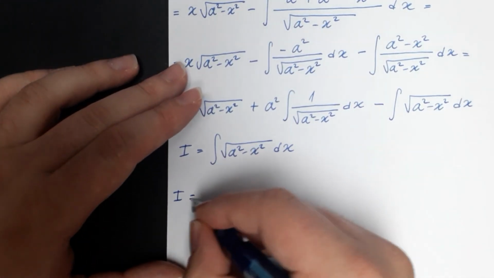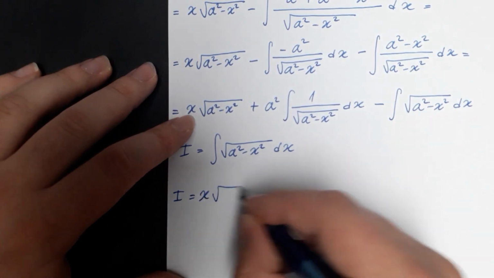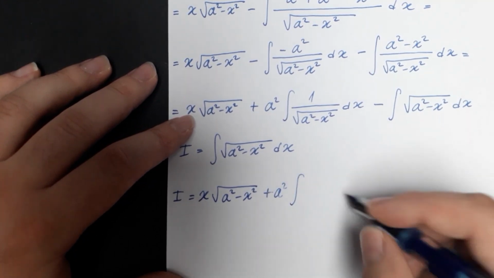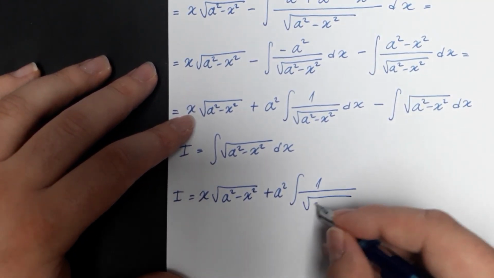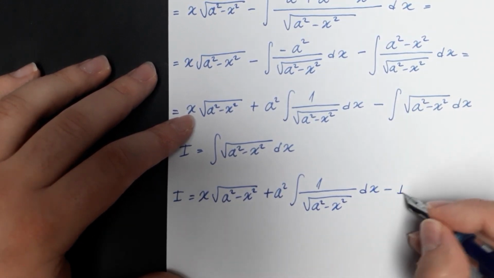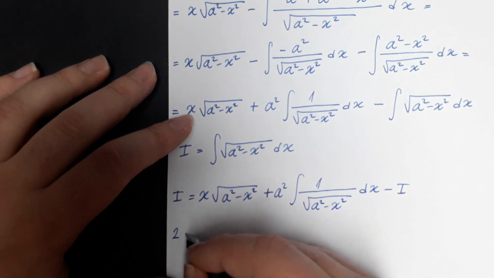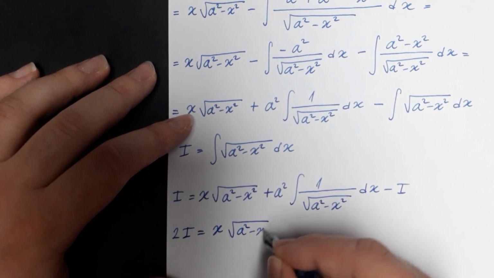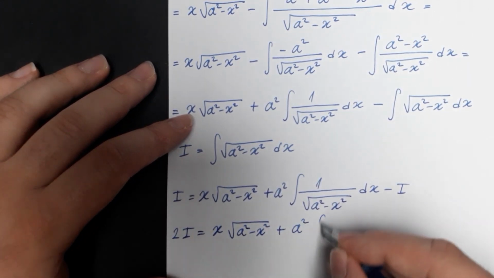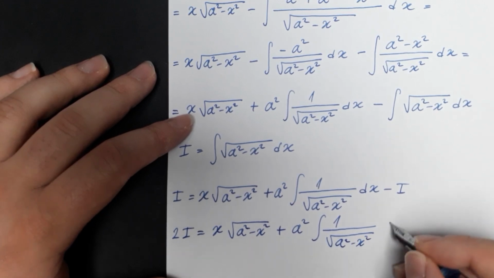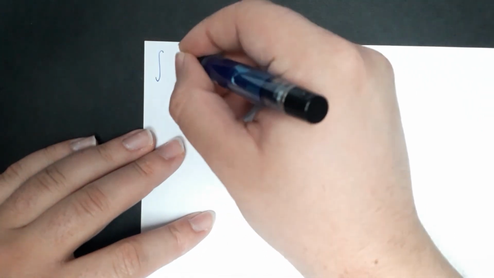So I is equal to x square root of a squared minus x squared plus a squared integral of 1 over square root of a squared minus x squared dx minus I. And that means that 2I is equal to x square root of a squared minus x squared plus a squared integral of 1 over square root of a squared minus x squared dx. So let's solve this integral.